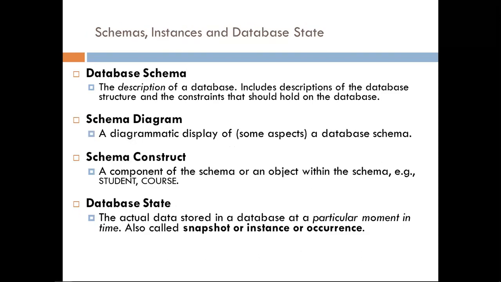Now let us define a few other terms related to database. The first term is database schema. Schema is nothing but the description of the database. This description includes the structure of the database as well as the constraints. Schema is part of the metadata. Metadata is nothing but the data that describes the database. So schema is also a part of metadata.